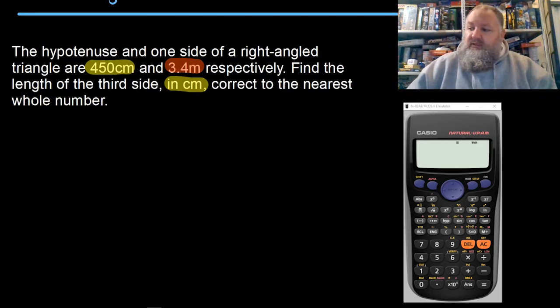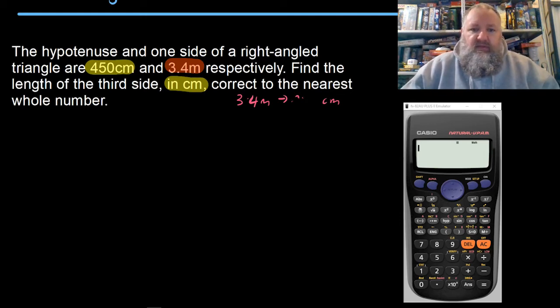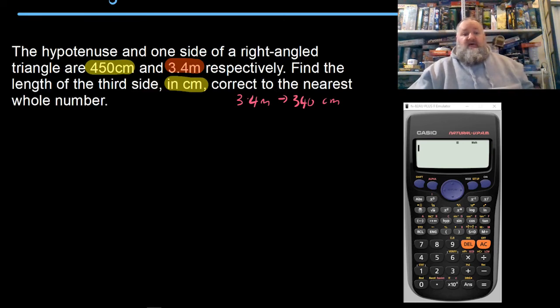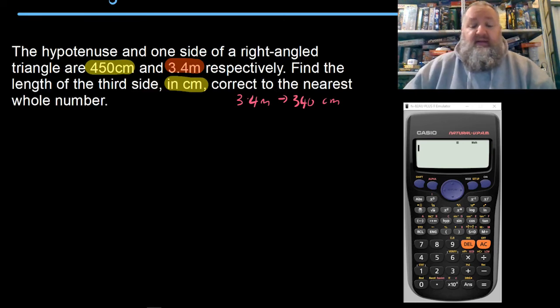But this measurement right here of 3.4 meters, that's a tricky one. I can't use it. I'm going to have to change that. So I'll need to do a little bit of calculation. I'll need to change 3.4 meters into centimeters. Well, I'm going to end up multiplying it by 100, and that's 340 centimeters. So I'll need to make sure I use that as my measurement when I do the calculations.